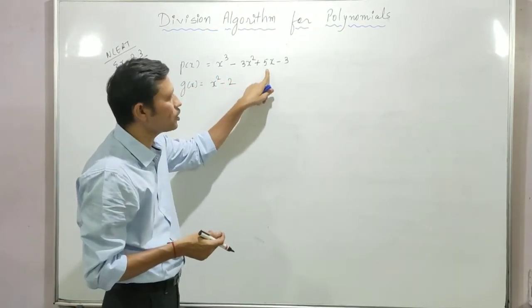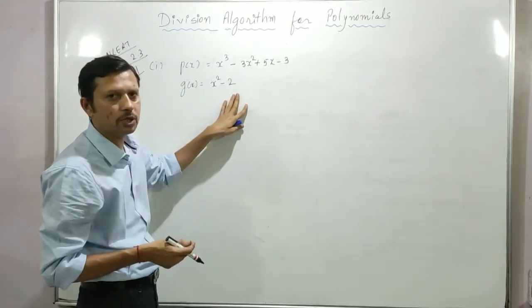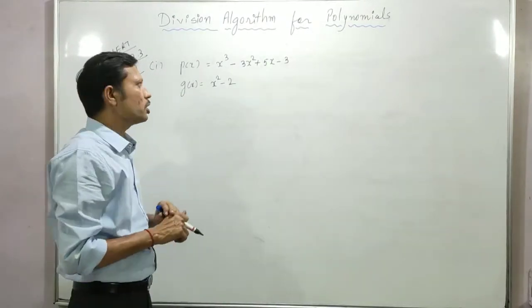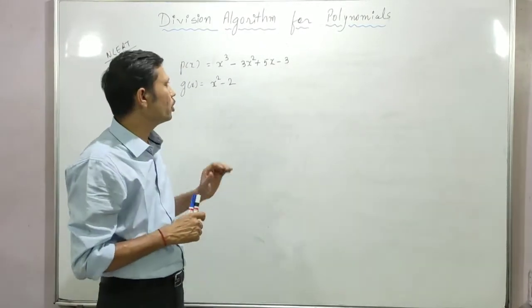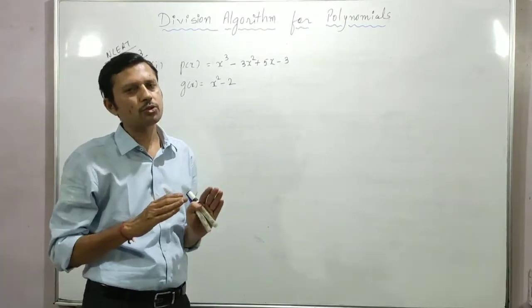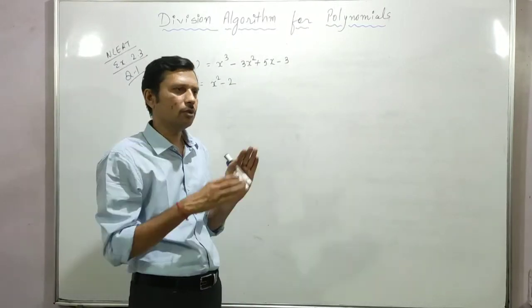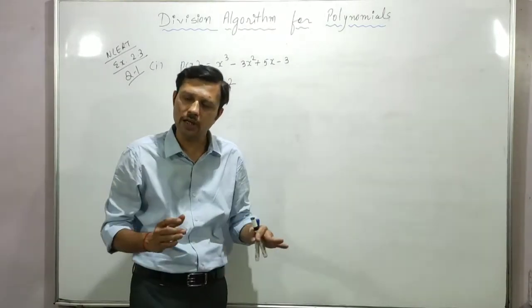minus 3x square plus 5x minus 3, and the divisor polynomial g of x is given x square minus 2. See, before starting a long division, make sure of two things. First of all, both the polynomials, dividend as well as divisor, both should be in standard form. That means from the higher power to the smaller power. In that sequence, the terms should be arranged.